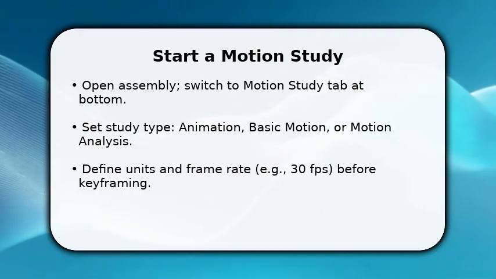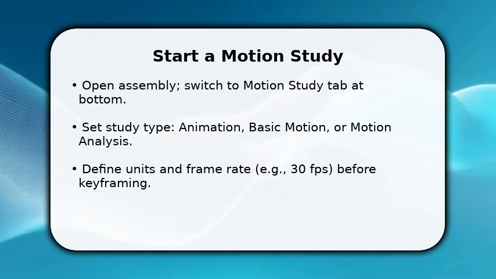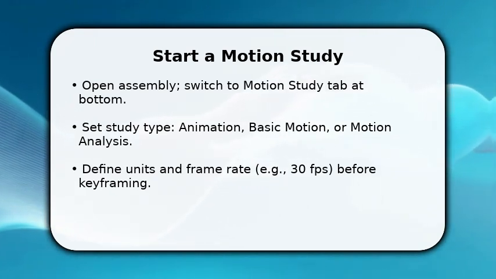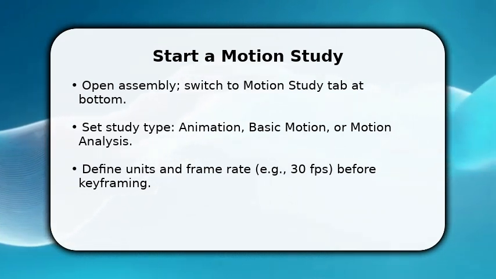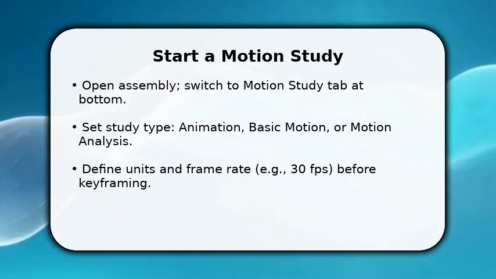You start by opening your assembly and selecting the Motion Study tab. This activates the timeline and motion tools. Choose the study type: animation for visuals, basic motion for simple kinematics, or motion analysis for forces, because each uses different solvers. Then set units and frame rate, like 30 FPS, so timing is consistent.